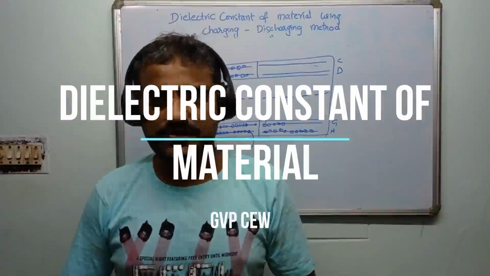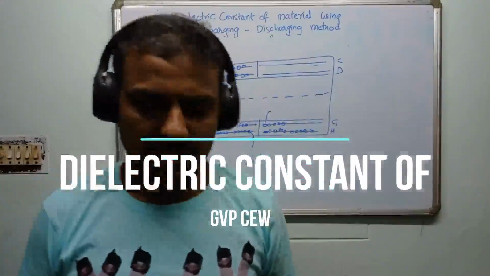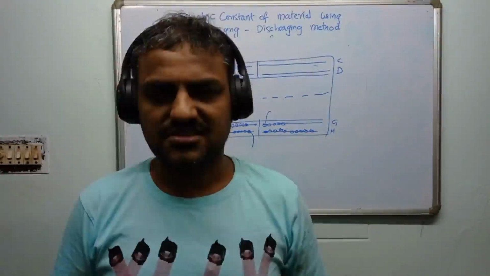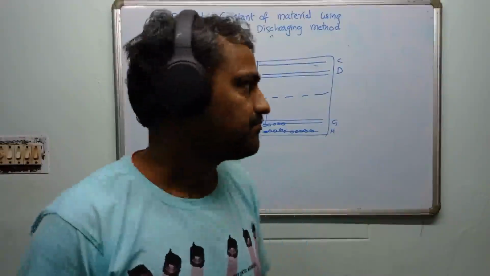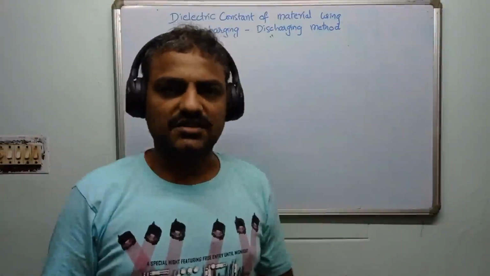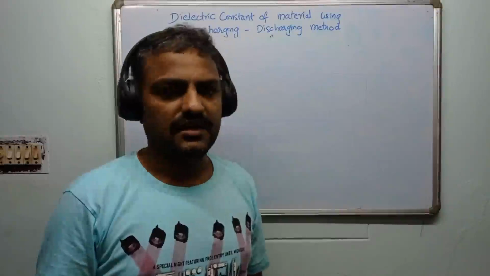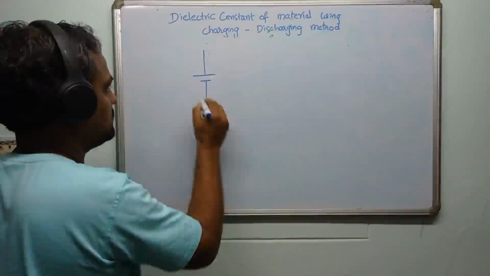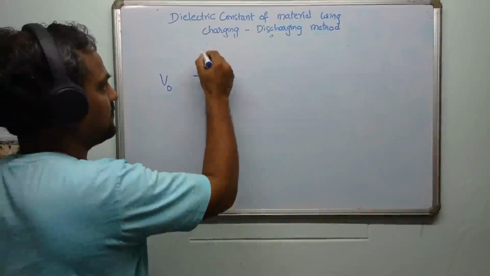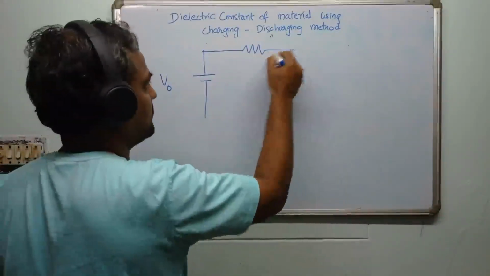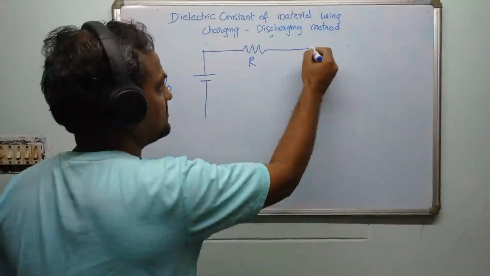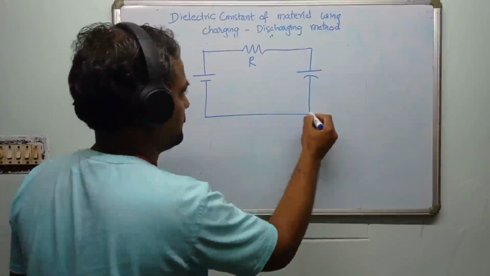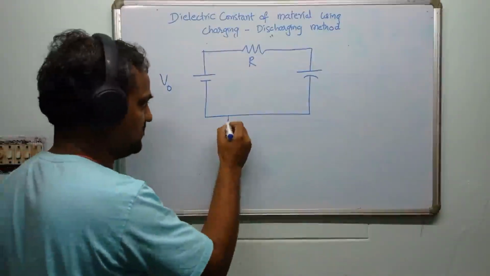Hello viewers, in this video I'm going to talk about the dielectric constant determination with the help of a capacitor charging discharging process. Let's consider the charging process of a capacitor and resistor circuit. So I'm going to draw this. We have a DC source of voltage V0 and we are going to connect it to a resistor R, and then it is going to connect with a capacitor with capacitance C. So this is going to form a closed circuit.